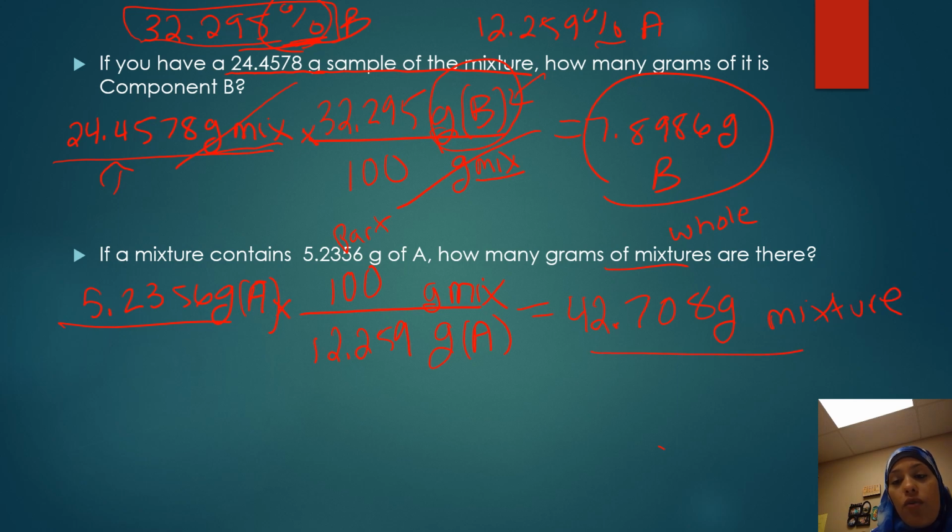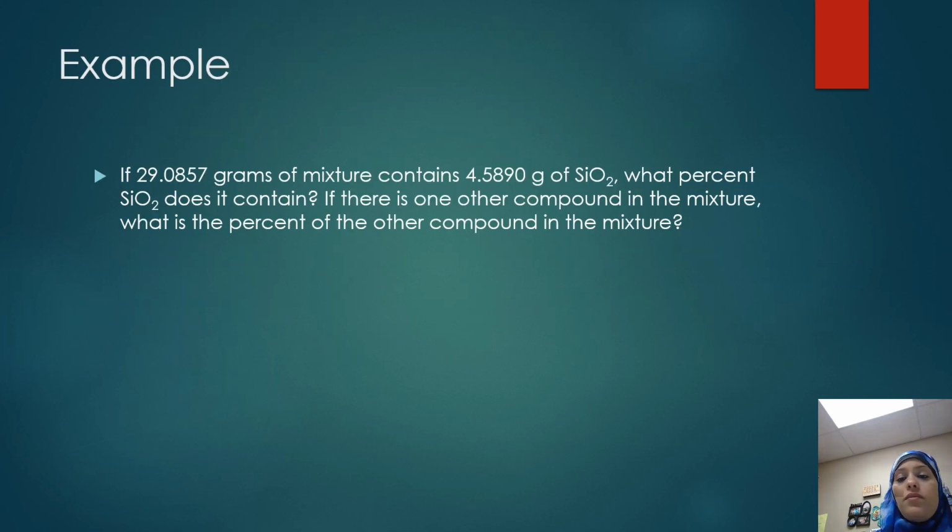And of course, sig fig wise, this number has 5 sig figs, this one has 5 sig figs, and the 100 does not count because it's exact, right? So that is why I round my answer to 5 significant digits. All right. So let's do some more examples here.